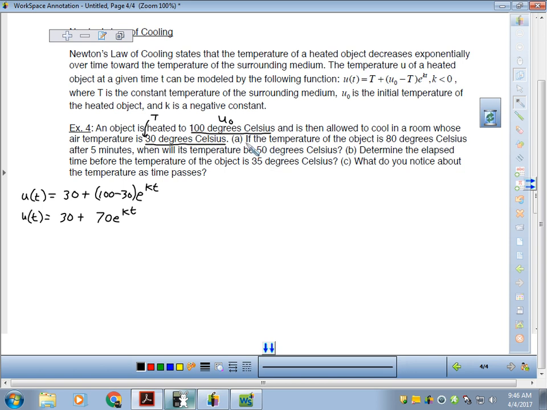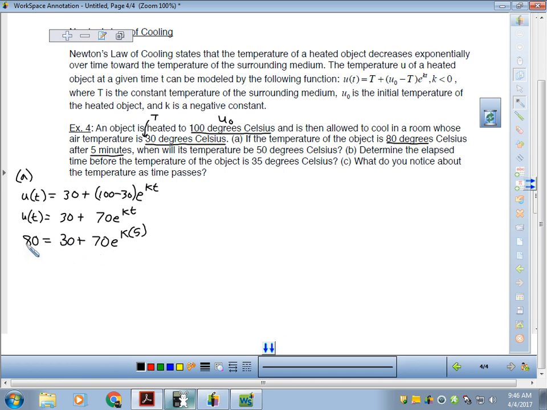Now, part A says, if the temperature of the object is 80 degrees Celsius after 5 minutes, when will its temperature be 50 degrees Celsius? So they give us a data point. It says that it's 80 degrees after 5 minutes. So I'm going to plug 80 in here for the temperature, and I'm going to plug in 5 for the time. And then I'm going to solve this equation. We're going to solve for k, figure out what that constant is.